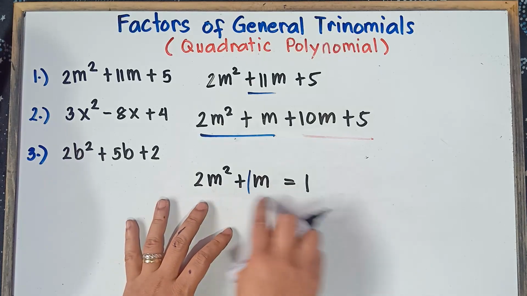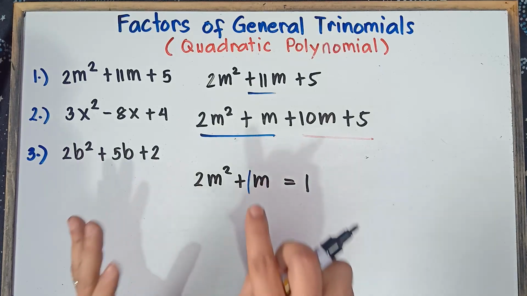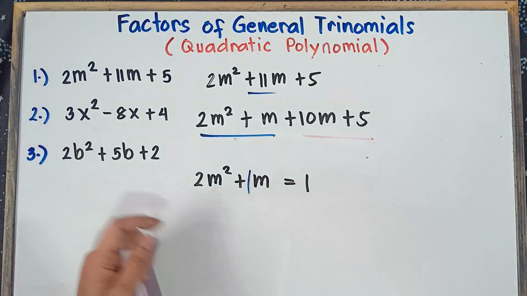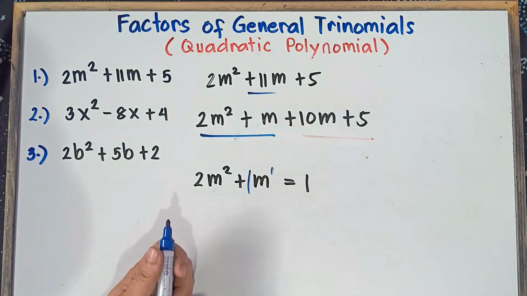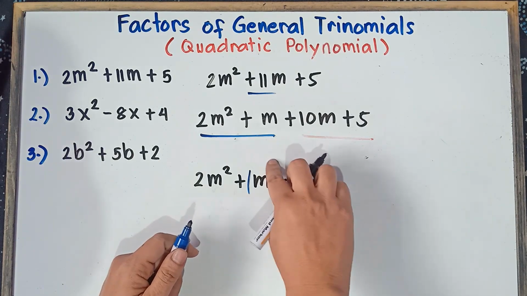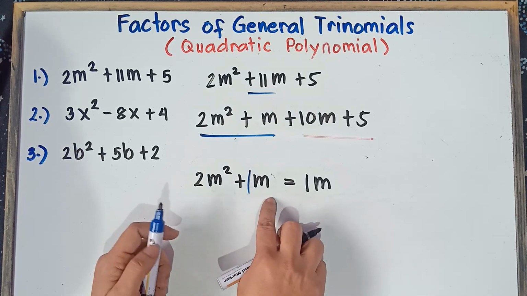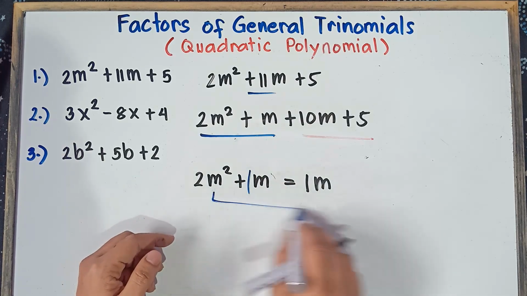And then for the variable, class, just select the variable with the least degree. Once again, class, with regards to the variable, select the variable with the least exponent. So understood, the exponent of m here is just 1. So therefore, we'll be selecting m. So for the number, the greatest common factor of 2 and 1, that's only 1. For the variable, that's only m. And then simply divide this one, class.